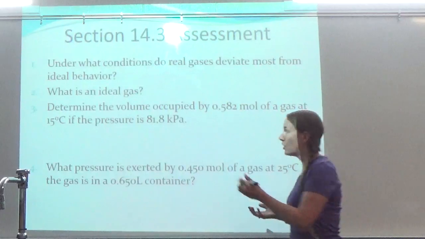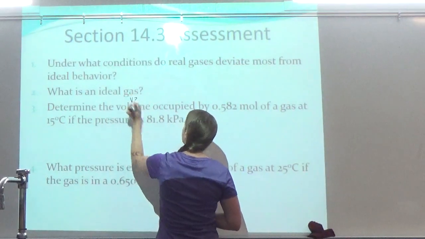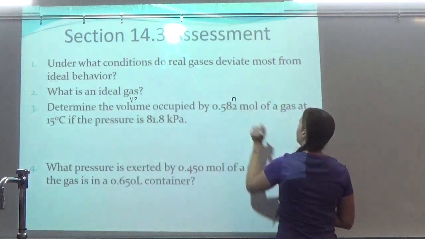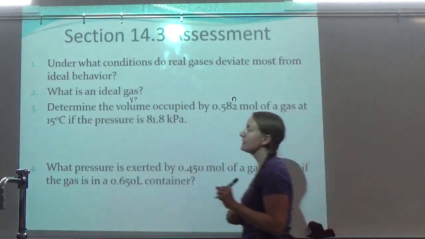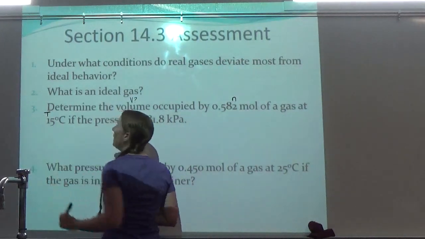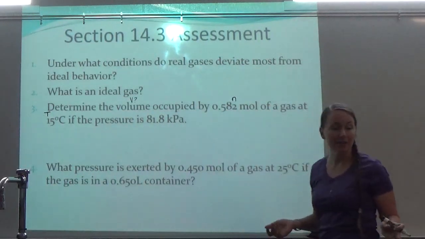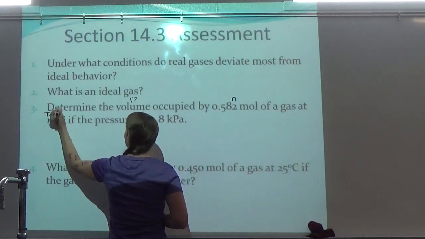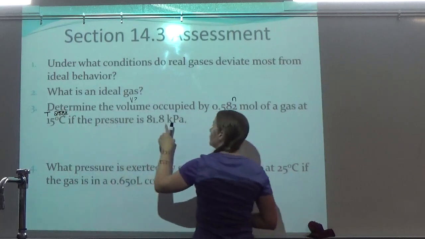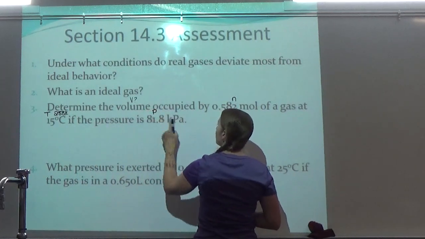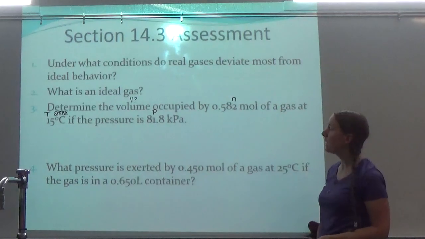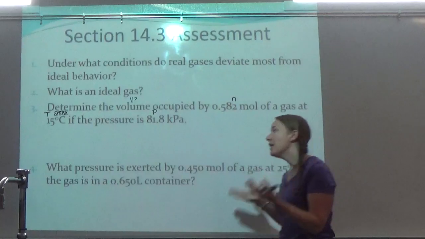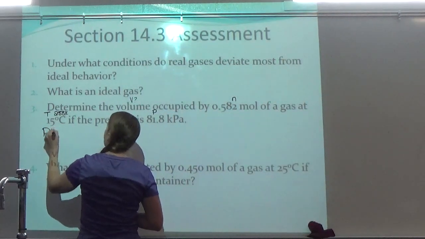So it says determine the volume, so I know I'm looking for V, occupied by 0.582 moles, so that's n, of a gas at 15 degrees Celsius. So that's my temperature, but of course I need it to be in Kelvin, so I have to add 273. So once I do that, I get 288 Kelvin. If the pressure is 81.8 kilopascals, so there's my pressure, and kilopascals is appropriate for ideal gas. Alright, so on this one, all I had to convert was temperature. So see, every ideal gas problem is not only converting.